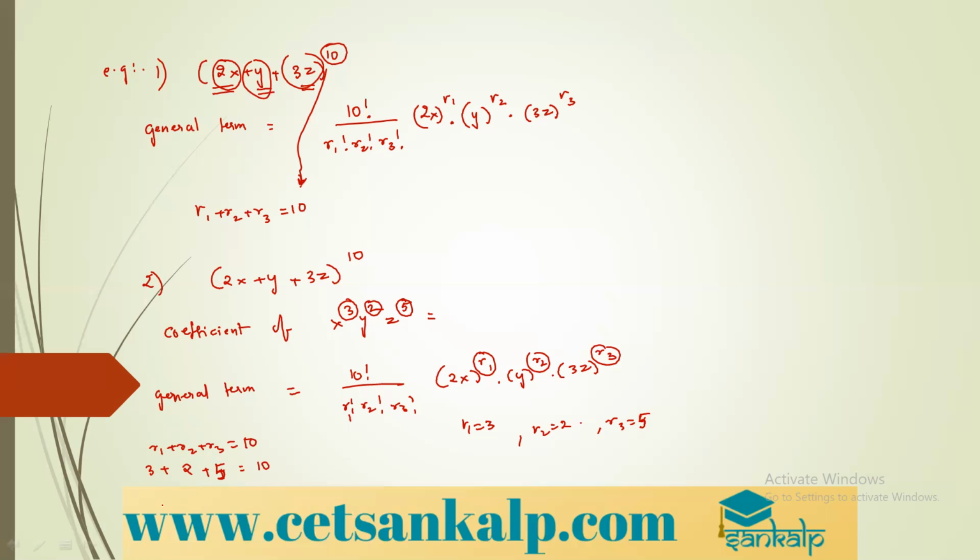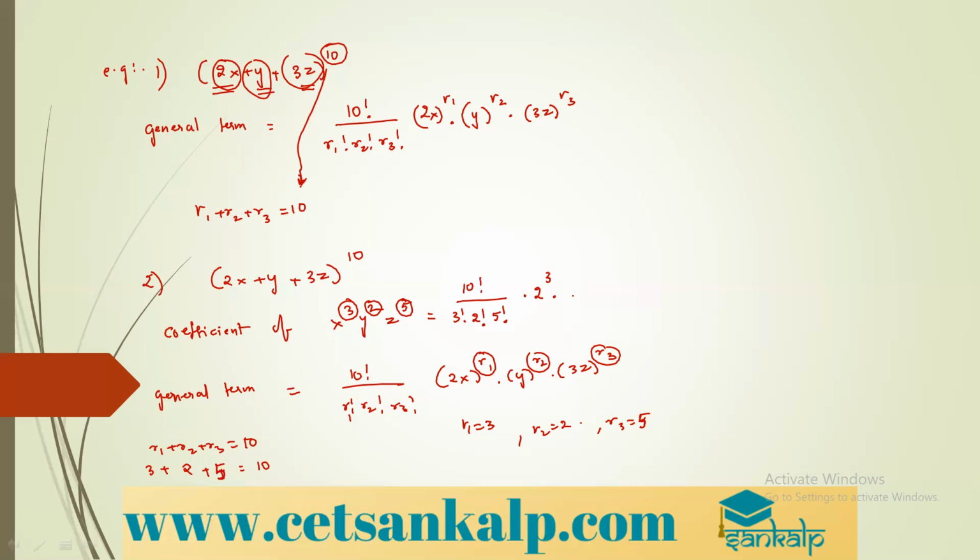Is that clear? So this is how you will decide about R1, R2, R3. Now, after deciding that, the coefficient you have to find. So how will you find the coefficient? You will take 10 factorial by R1 factorial (3 factorial), R2 factorial (2 factorial), R3 factorial (5 factorial). Then 2 power R1 is 3. Of course, x power is also 3, into then y. Y power is 2.